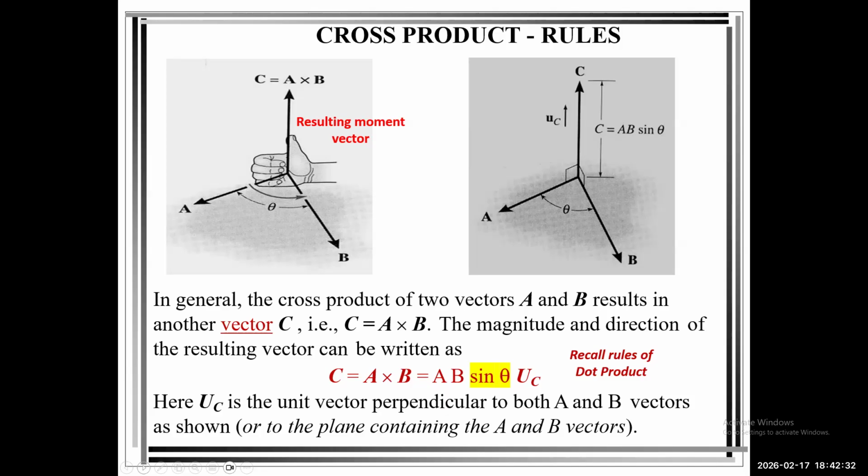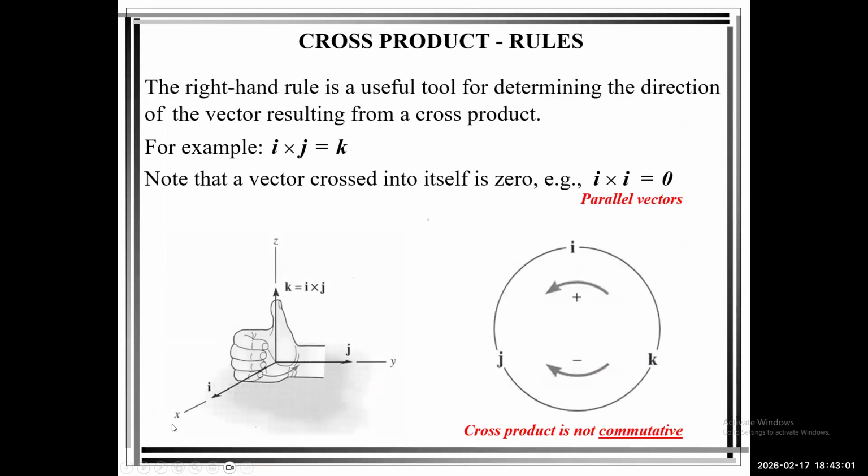All right, so I want to point that out. And then you have AB, which is the product of the moduli, times sine theta times the unit vector C. All right, so I'll speak more about that. The unit vector C is the unit vector perpendicular to both A and B, which is right here, as shown, or to the plane containing the vectors A and B. All right, so we say more about that.